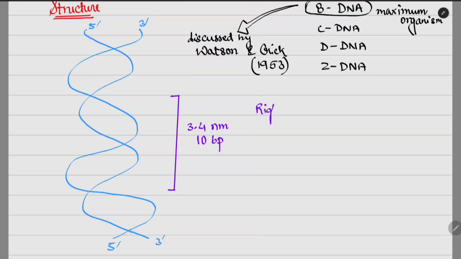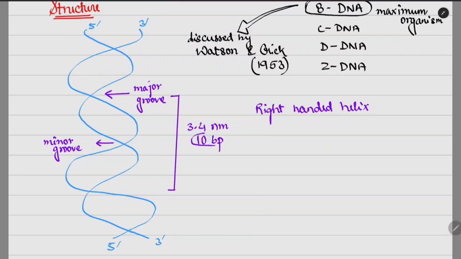It is a right-handed helix. It has two grooves. One is the major groove and another one is the minor groove. Okay. It has complementary bases, that is, 10 base pairs present. I am drawing this one by one here. This is 1, 2, 3, 4, 5, 6, 7, 8, 9 and 10. These are the 10 base pairs.